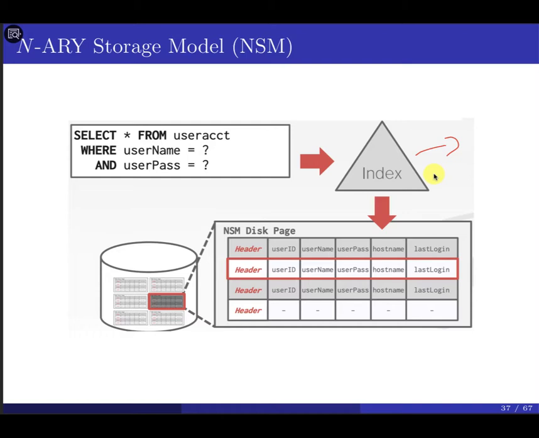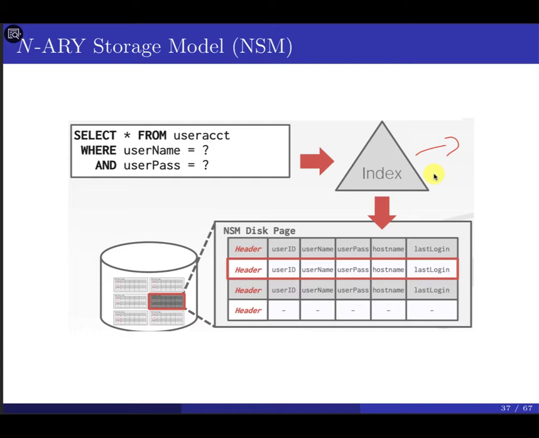So in this case, maybe assume that we're going to build the index based on the username. I just take the username and consult the index, and the index is going to say that the username has this value, and this tuple is going to be found, let's say, in page 7. So the only thing I need is page 7. If it's not available in the main memory, then I need to fetch it. So it makes your job easier.